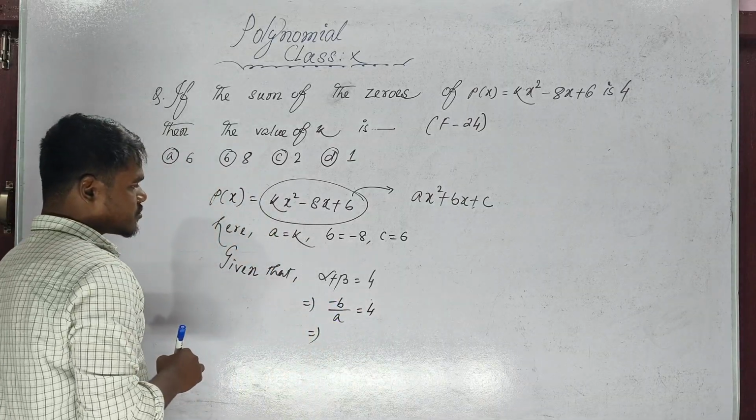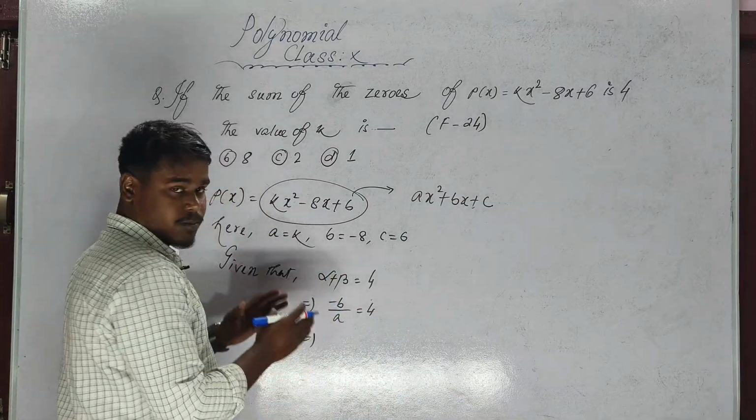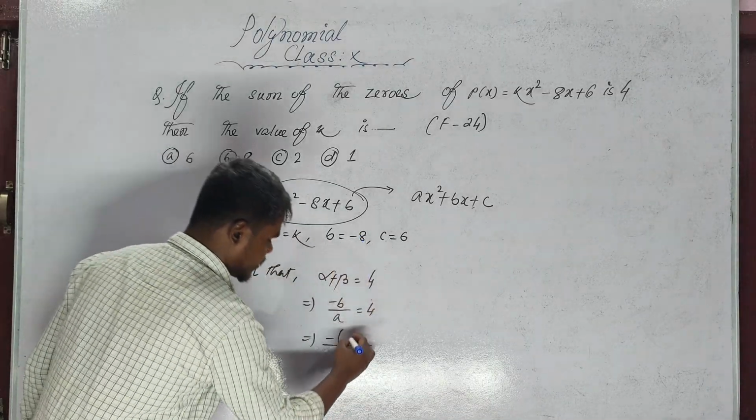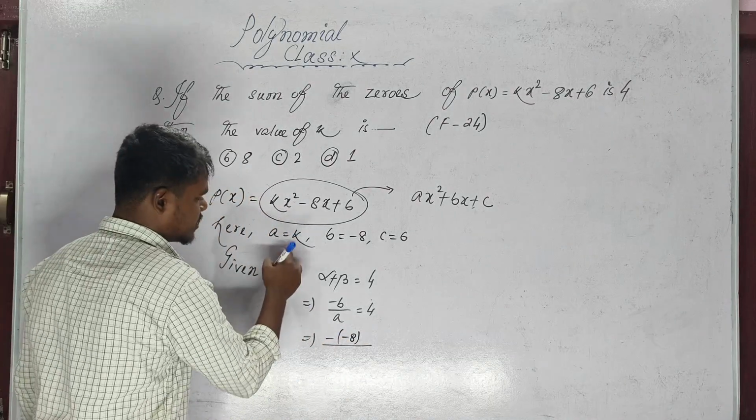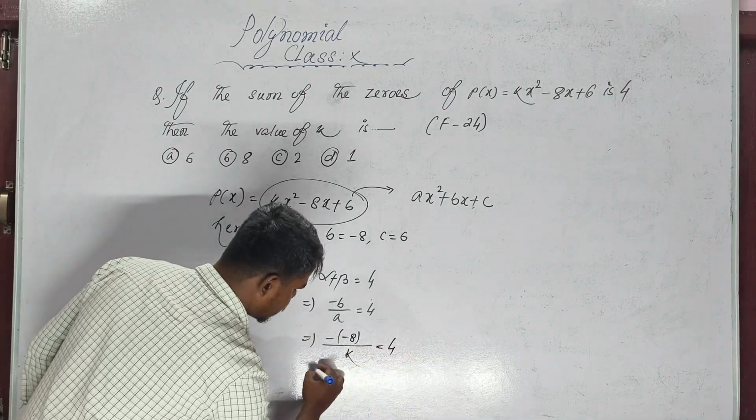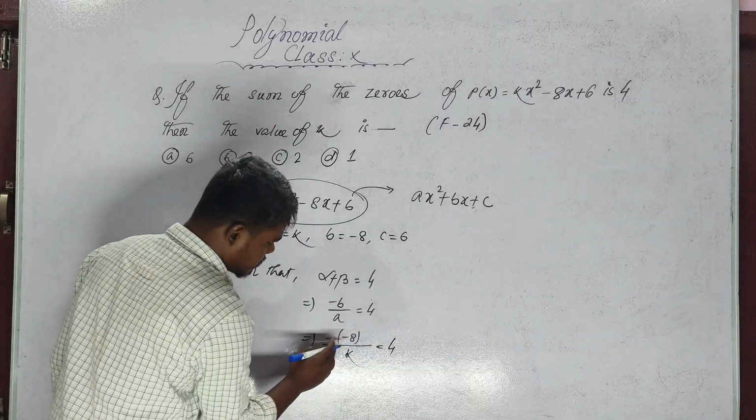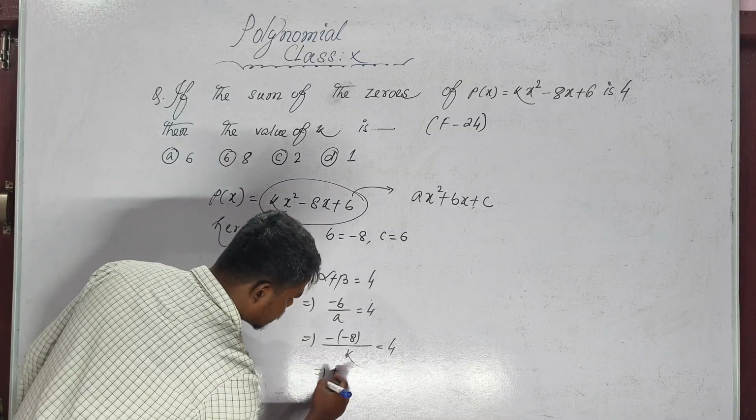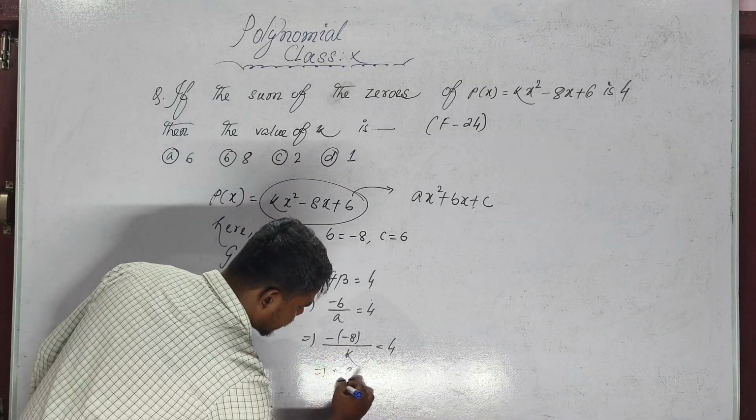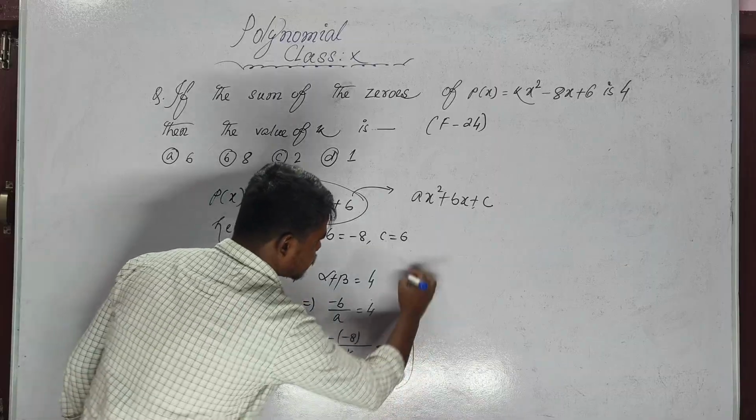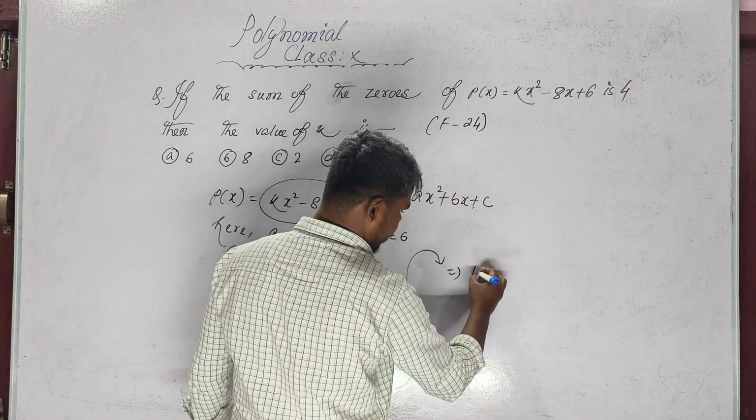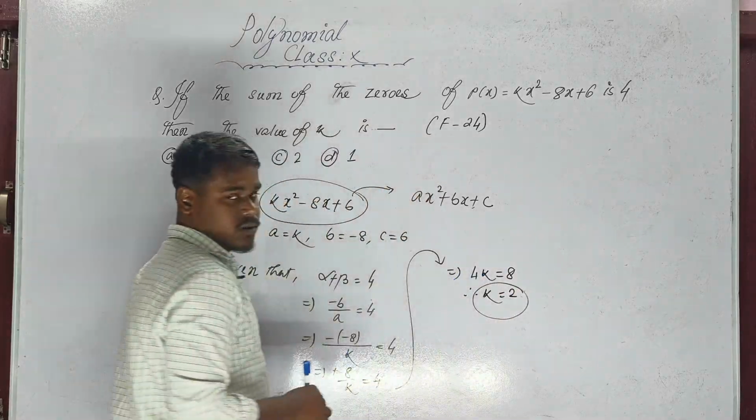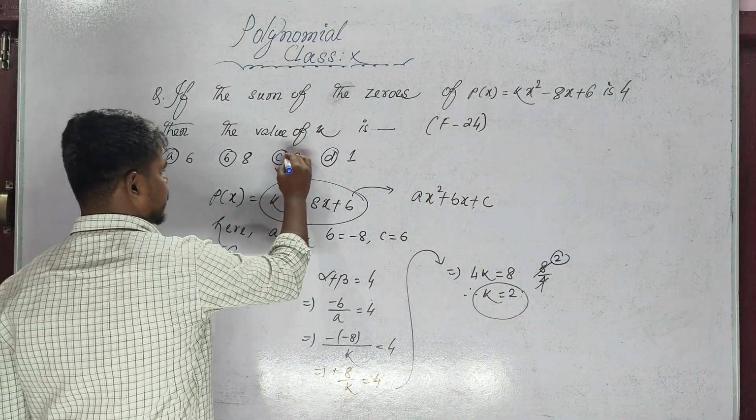What is the value of b? Now putting the value of b and a: the value of b is minus 8, and the value of a is k. So minus of minus 8 divided by k equal to 4. Minus times minus is plus, so 8 divided by k equal to 4. Now cross multiply: 4k equal to 8. That means k equal to 2. Where is the 2? Option number C is correct.